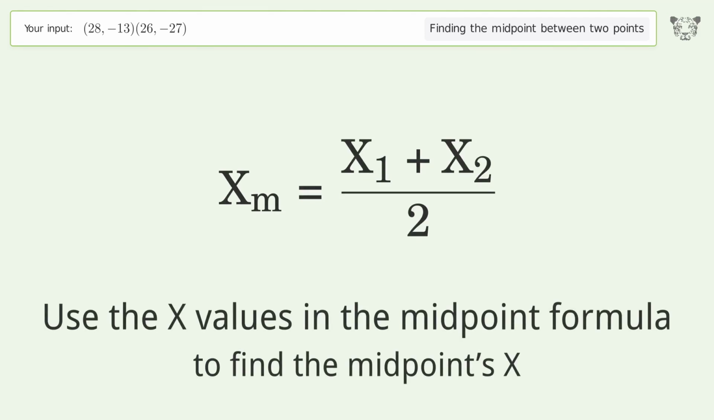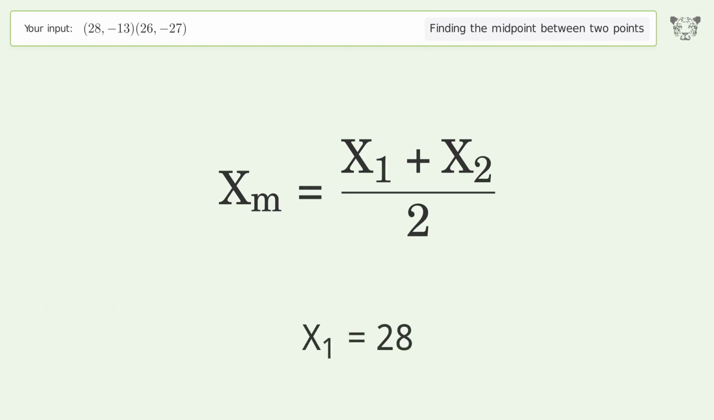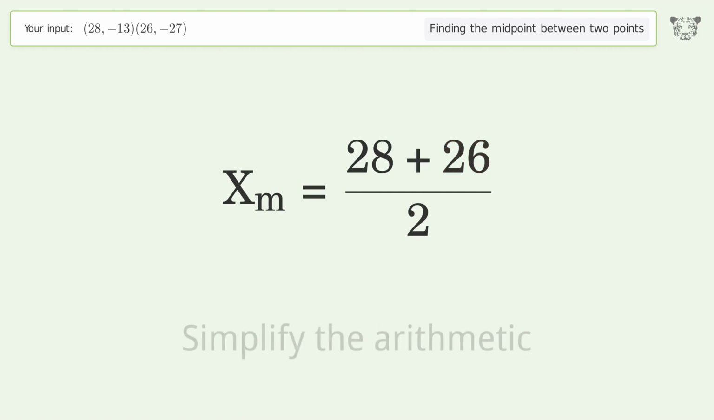Use the x values in the midpoint formula to find the midpoint's x. x1 equals 28. x2 equals 26. Simplify the arithmetic.